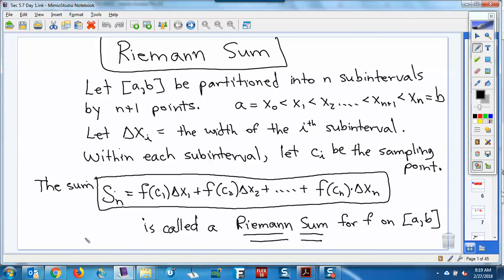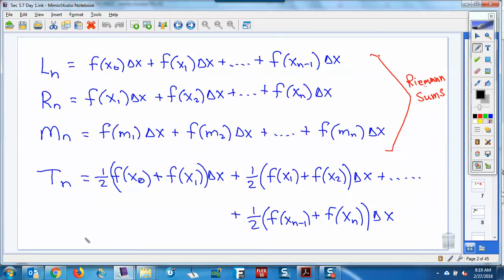Okay, so we talked the last couple of days about the definition of a Riemann sum, which is just what? What do you think when you hear Riemann? Rectangle areas. Sum means, of course, adding up. So a Riemann sum is a rectangle sum, adding up rectangles. Here we could add up left rectangles, right rectangles, or midpoints. These three are Riemann sums because they're rectangles, and then we could do trapezoids too, which really is just an average of left and right.